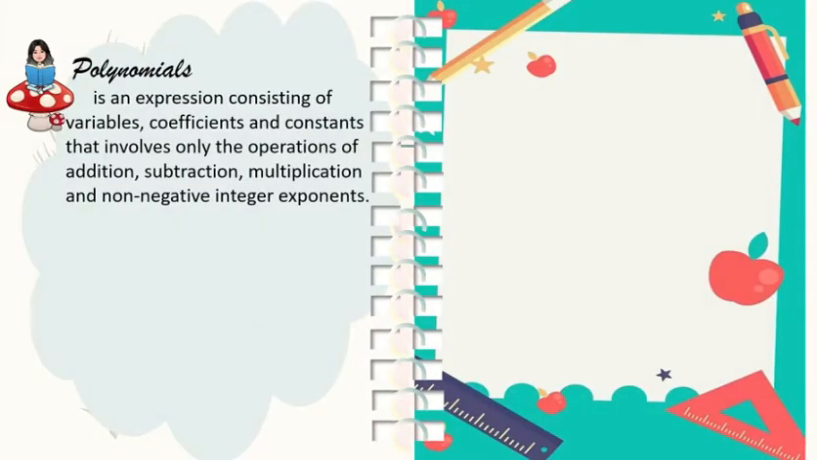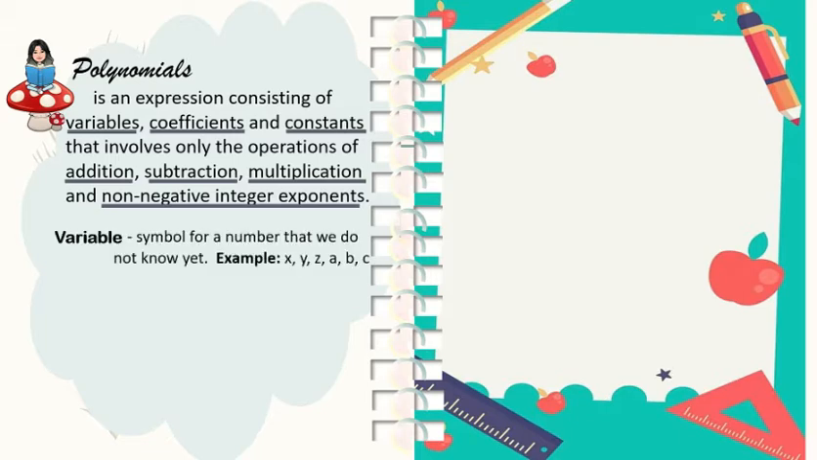Now, what is a polynomial? A polynomial is an expression consisting of variables, coefficients, and constants that involves only the operations of addition, subtraction, multiplication, and non-negative integer exponent. Polynomials have a variable. It is a symbol for a number that we do not know yet. Example, the letters in the English alphabet: x, y, z, a, b, and c.